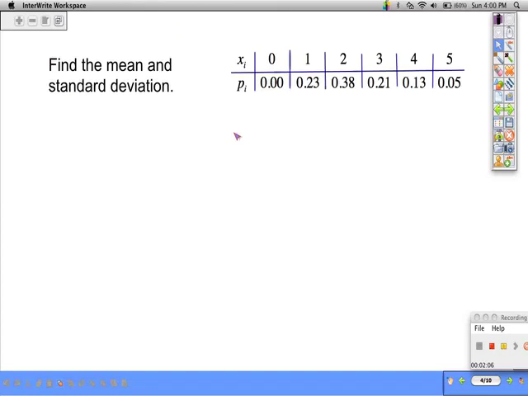So we want to find the mean and the standard deviation. Why don't you pause the video here and do these two calculations. Okay, so you should have the calculations done. Let's see if you did them right.